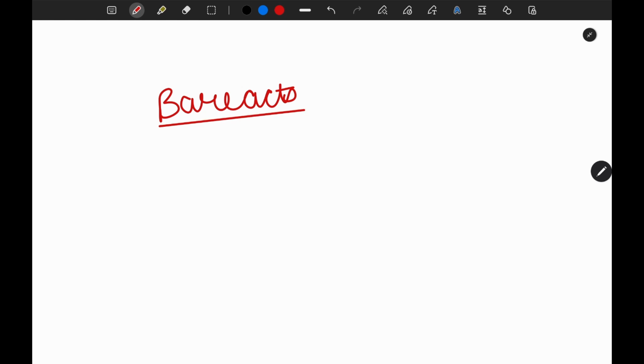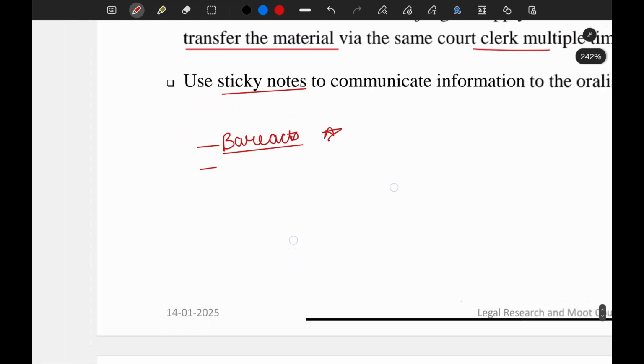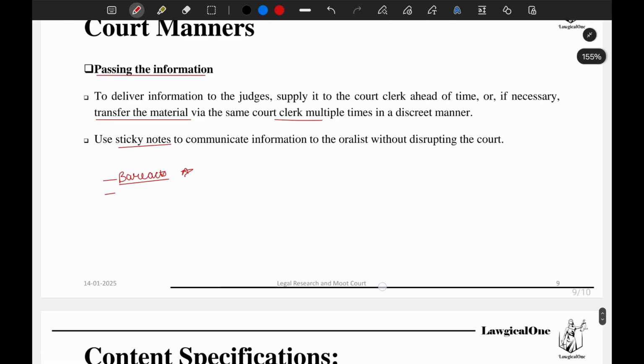Also, I think it's very important that you have bare acts. Like, I have seen in multiple moot courts that the speaker is not carrying the bare acts. So sometimes what happens is the judge may ask you to read the provision, but the speaker is not carrying a bare act. So it's very important that you carry a bare act with you, which is related to your proposition. Okay, carry the bare acts, very important. And if the researcher is having the bare act, the researcher can pass the bare act to the speaker, obviously with the help of the court clerk. These are the little things which matter in a moot court, so be very cautious about it.